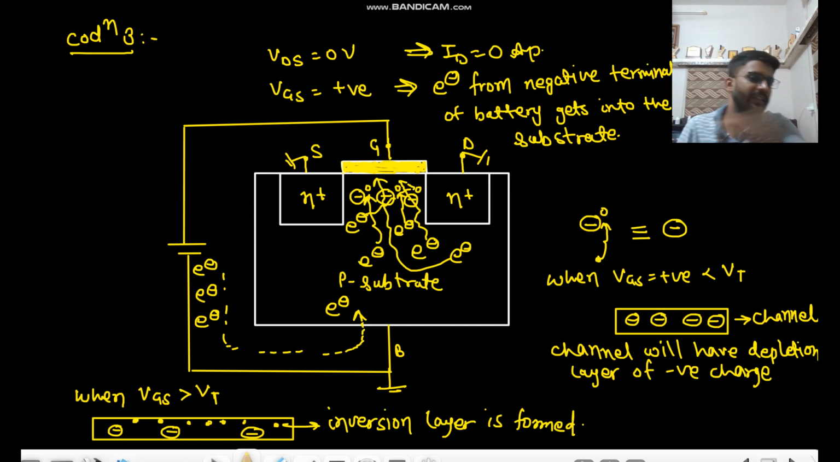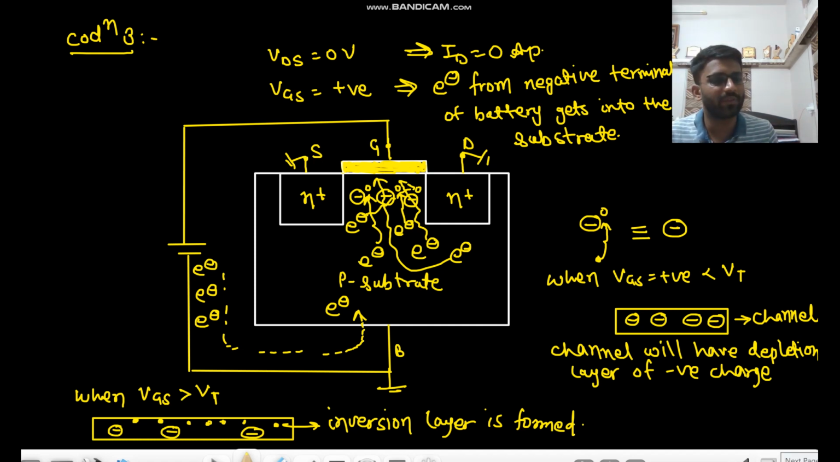Now you need to attract these electrons. So what will you do? You will apply positive potential at the drain. The positive potential at the drain will attract these. It will form a depletion layer between N plus and P substrate near the drain region. That will have some electric field and that will attract the electrons. The same concept that we studied in the depletion type MOSFET.